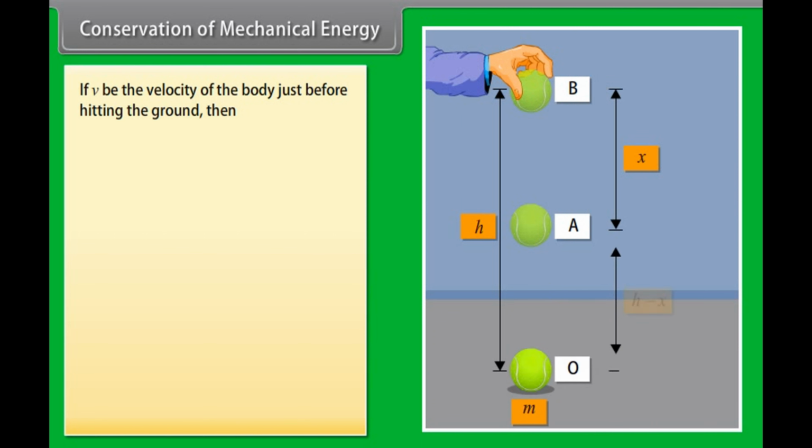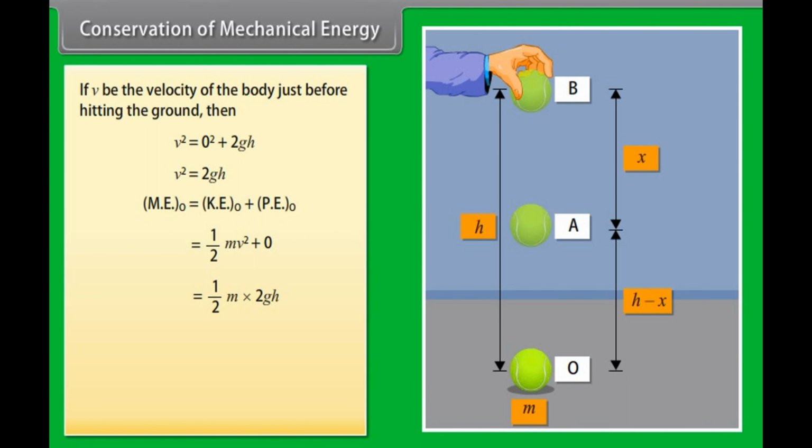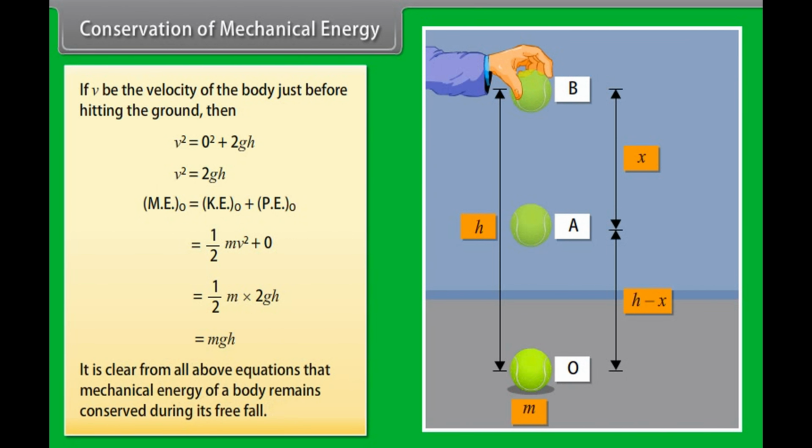If v be the velocity of the body just before hitting the ground, then v square is equal to 2gh. Here, mechanical energy of the body at O is equal to kinetic energy of the body at O plus potential energy of the body at O. By calculating it, we get mechanical energy of the body at O is mgh. It is clear from all above equations that mechanical energy of a body remains conserved during its free fall.